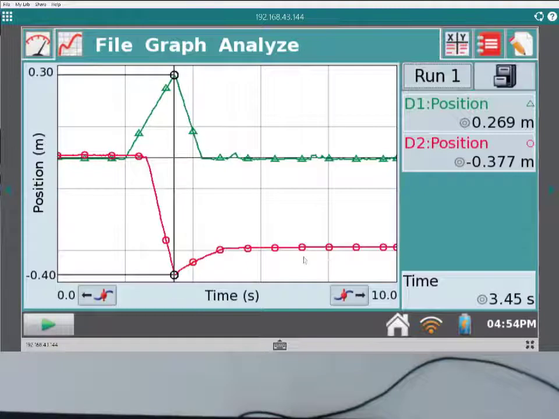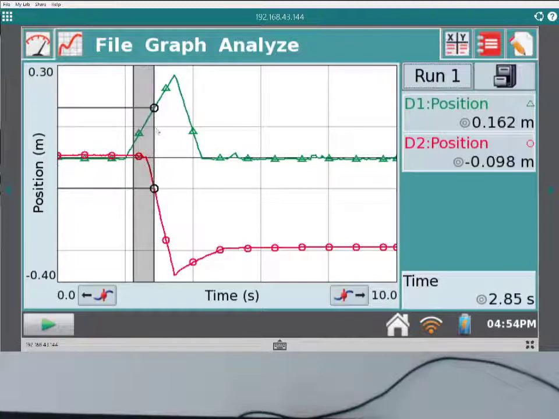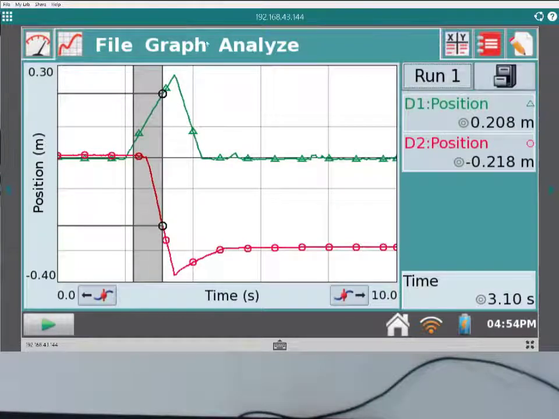You see where our collision happened? This one looks nice and clean. That's right where the peak of this kind of triangle or valley, where the slope's reversed, that's when the carts change direction. Let's go find the initial velocity of our green cart number 1, which is initially moving to the right.